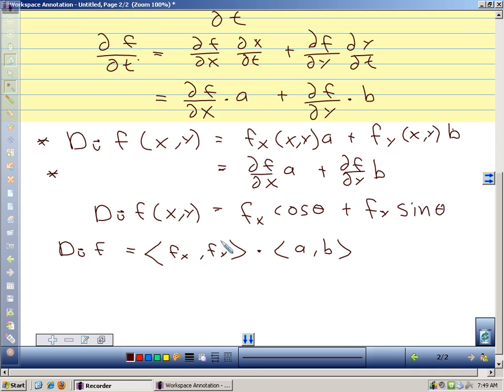So the directional derivative comes up in so many different contexts. We want to come up with a way to make our computation easier. If we could use this dot product representation, we could use what we know about vectors to make our computations a little easier. So we're going to make a definition involving this particular vector.